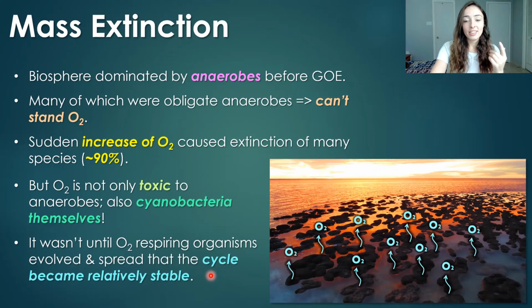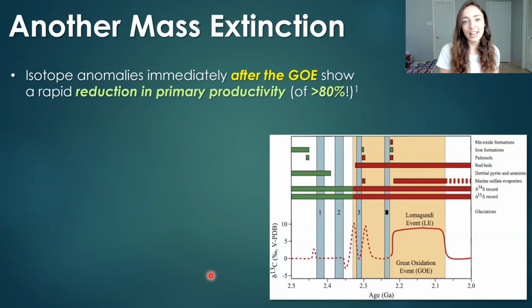But anyway, there was a mass extinction of anaerobes at the time. However, there was another mass extinction. And this was totally unrelated to just oxygen being toxic. Instead, it had to do with kind of a feast to famine type of a trend. So what do I mean?